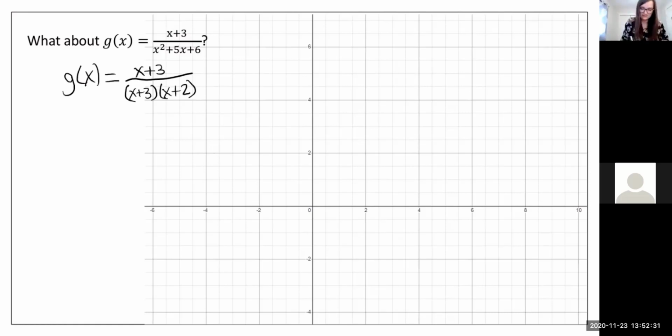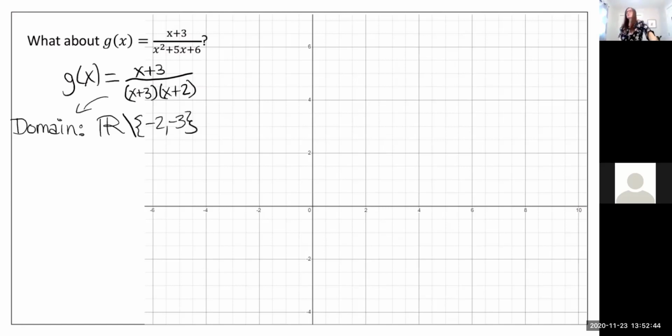So yeah, technically right away, what I can say is that in my domain, I have all real numbers except for -2 and -3. Does anyone notice anything though in this example? I've chosen it very carefully. Yes, we can cancel it out. So careful here. So once you factor it, and if something cancels out, this is going to change the entire shape of the graph, except for the fact that the domain must remain the same.